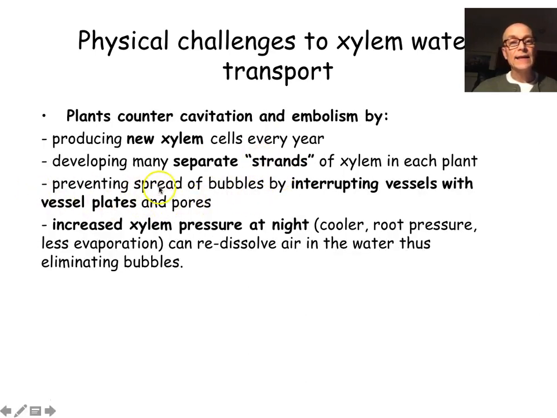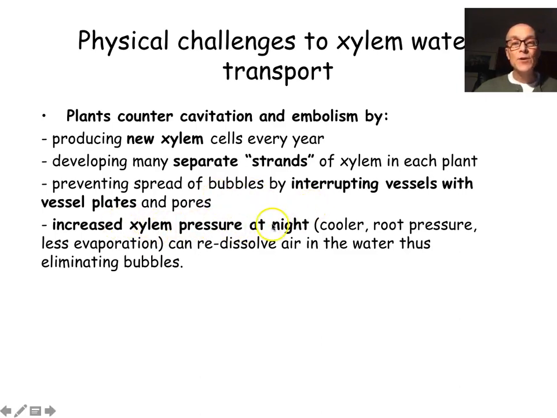And they grow these little vessel plates. I'll show you a picture of that in a second. They interrupt the vessels, so they basically put a ceiling from one story to the next story in there, so that the air bubbles get trapped there. And so maybe that means the end of that one part of the vascular tissue of that xylem strand, but then at least the air bubble is trapped. And so that way they can prevent further movement of the air bubbles.